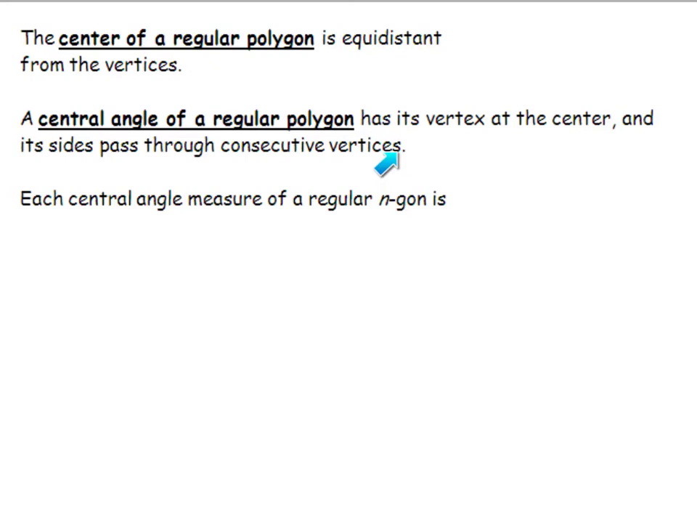Now each central angle that you're working with within your polygon that has n sides, so it has n sides, makes it more general for us to utilize. Each central angle, you find it by taking 360 degrees and dividing it by the number of sides. That's how you find the central angle.